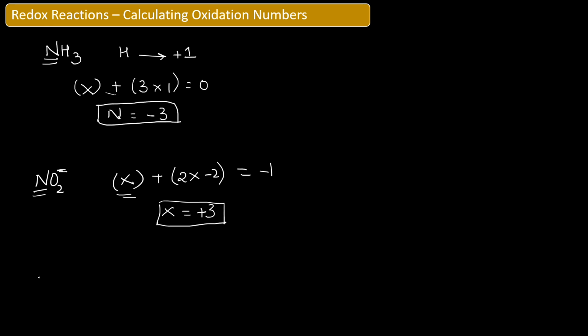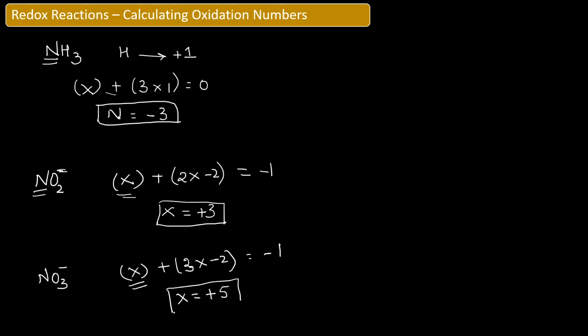Let's take one more example, NO3 minus. Now in NO3 minus, let's see what the oxidation state of nitrogen is. We have X plus 3 atoms of oxygen into -2, with 1 negative charge on the ion. Solving for X, we get X equal to +5, so the oxidation state of nitrogen would be +5. So you see that the oxidation state depends on the whole compound as such, on what it is bonded to.